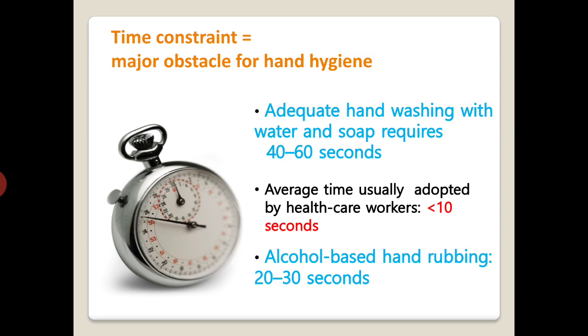The time constraint is the major obstacle for hand hygiene. Adequate hand washing with water and soap requires about 40 to 60 seconds, and the average time usually adopted by our healthcare workers is less than 10 seconds. Alcohol based hand hygiene requires 20 to 30 seconds. So what we are doing is we only spend less than 10 seconds for hand hygiene. So the time constraint is a major obstacle for hand hygiene.